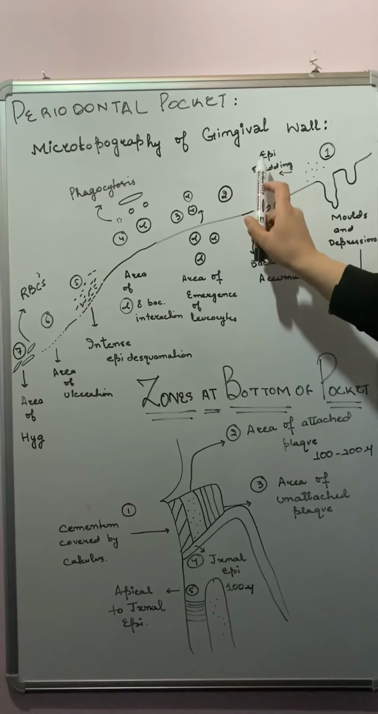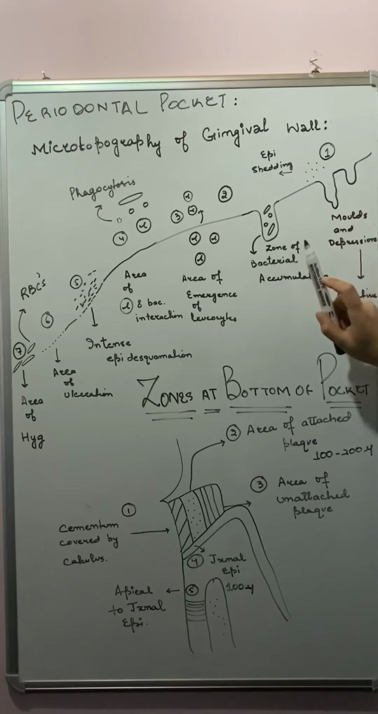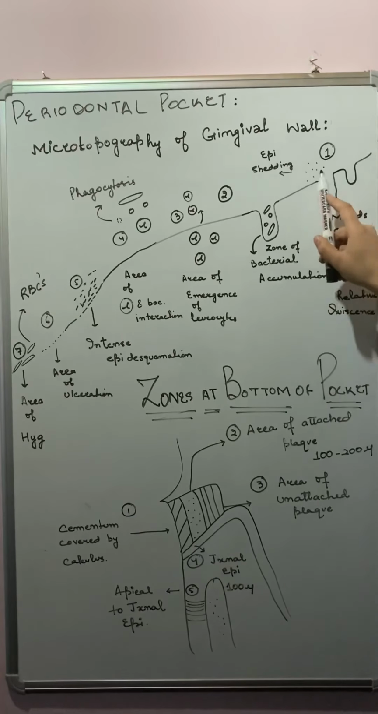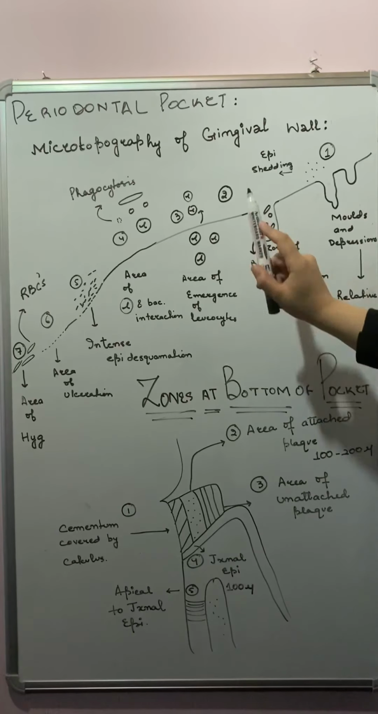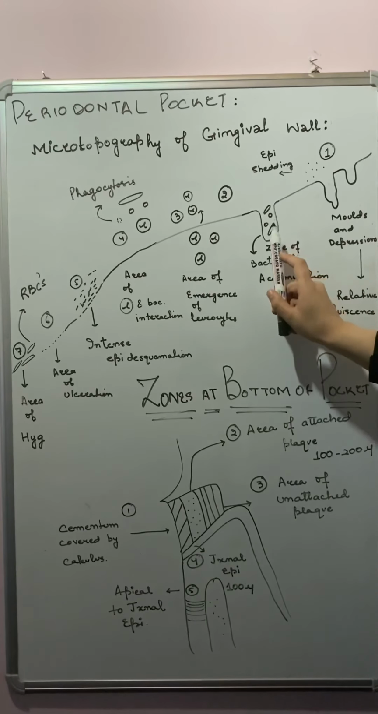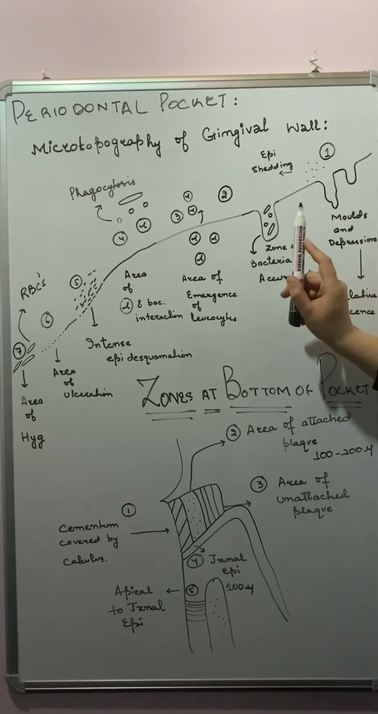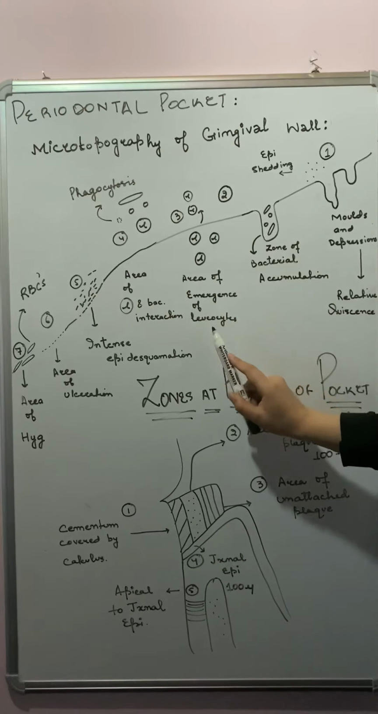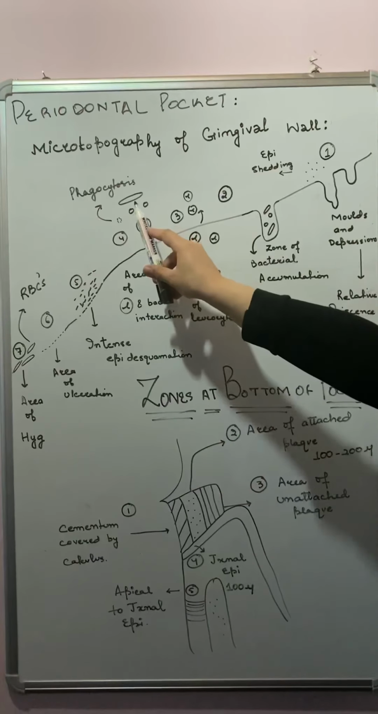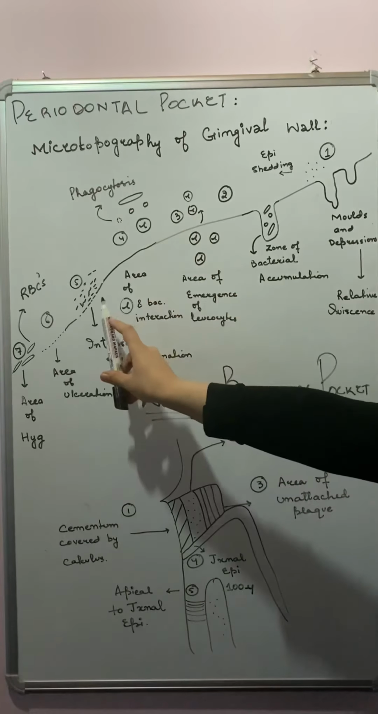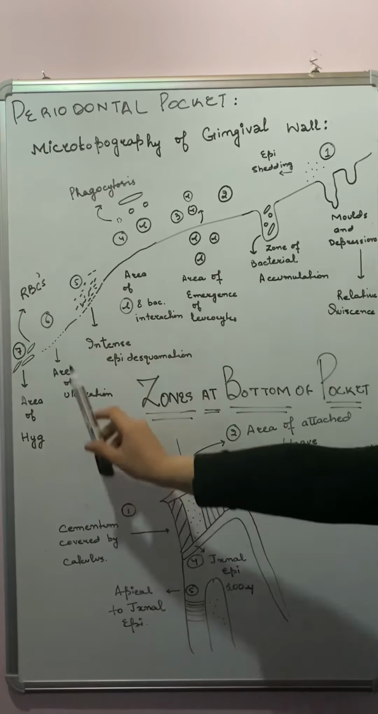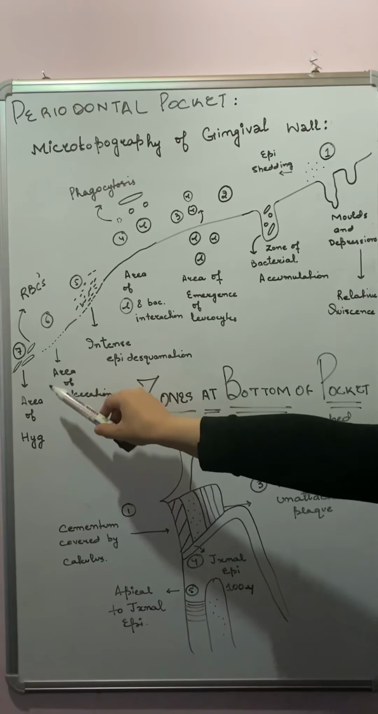Microtopography of gingival wall. It has 7 zones. First is the zone of relative quiescence, which is characterized by the presence of mounds and depressions and a small epithelial shedding. Second is the zone of bacterial accumulation, which is characterized by the presence of bacteria, rods and cocci within these depressions or mounds. Third is the area of emergence of leukocytes. Fourth is the area of neutrophil and bacterial interaction, which results in the phagocytosis and the destruction of these bacteria. Fifth is the area of intense epithelial desquamation. Sixth is area of ulceration, and seventh is the area of hemorrhage, which is characterized by the presence of numerous RBCs.